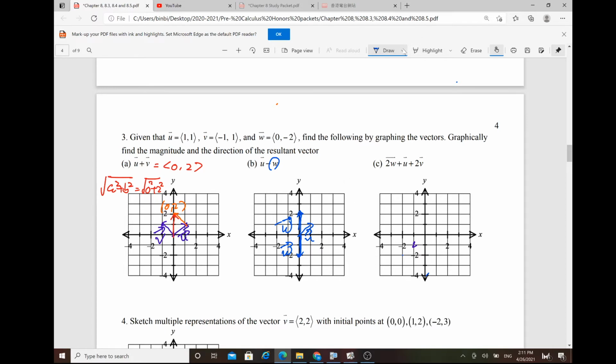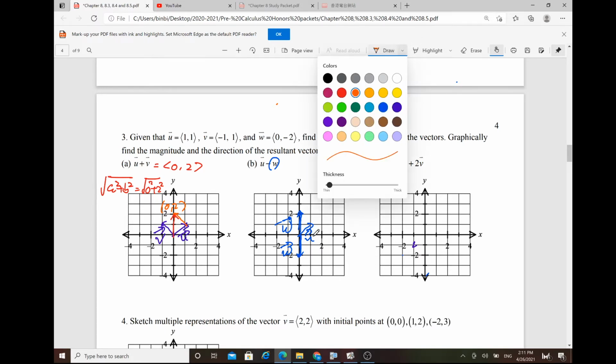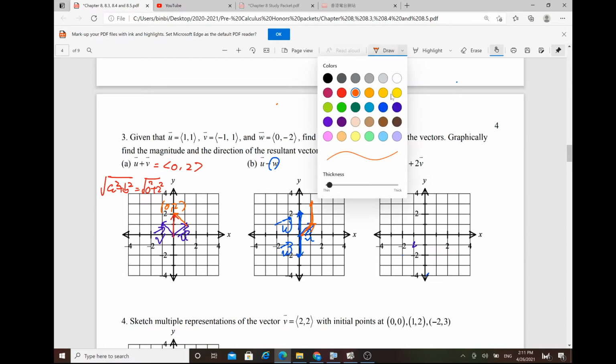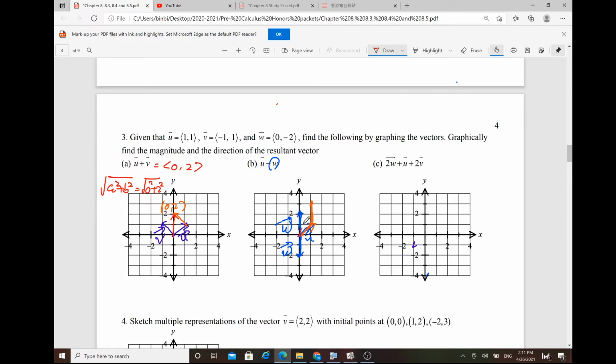And then again, let's do the tracing. So it started with vector u. And then right here at the terminal point, we want to start with that negative vector w. So 2 units up. Okay, so eventually the final position would be right here. So connect it from the initial to the final position. And then this point here, what is that? It's 1, 3.